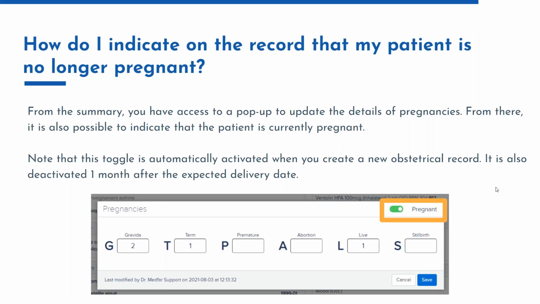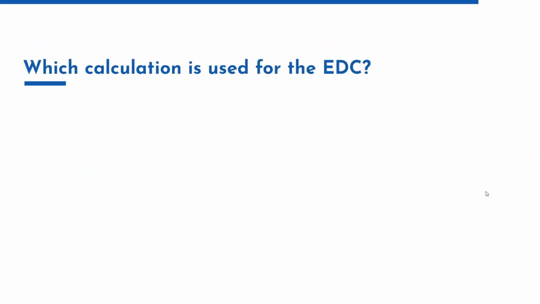But if you have the information that the patient is no longer pregnant, and that happens before the estimated due date, for instance, then you can simply open the pop-up and click on the toggle here to deactivate this indicator. And so that'll let everyone know that the patient is no longer pregnant.